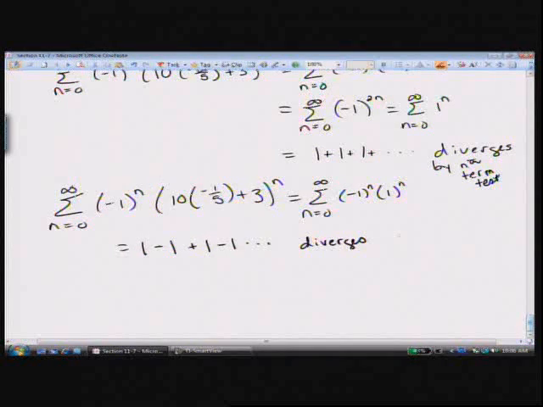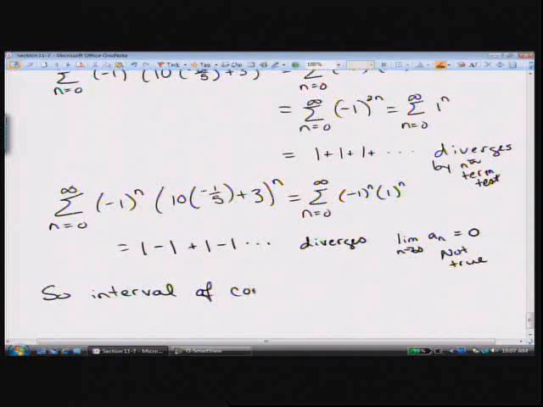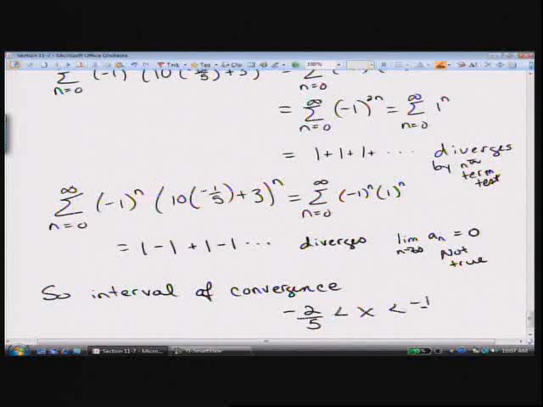The alternating series test does require that the limit as n goes to infinity of a sub n equals 0, and that does not happen. Does that make sense? You cannot say that. It's either 1 or -1. It's not 0. Okay. All right, and so the interval of convergence is just going to be from -2/5 to -1/5, not including the endpoints.